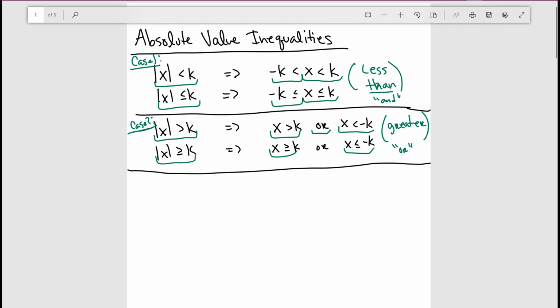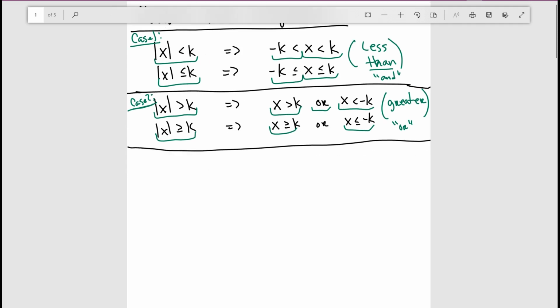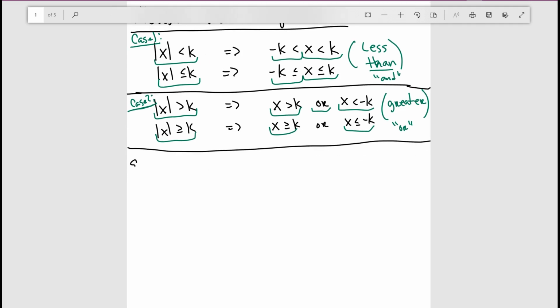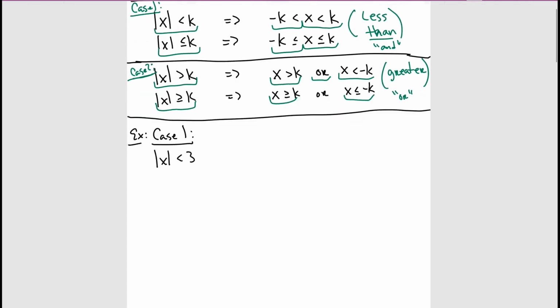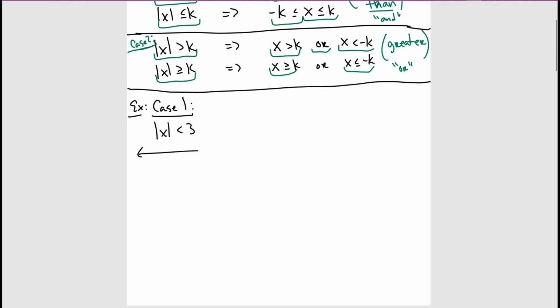Okay, so now the question that you're probably asking yourself is, why is it like this? So let's take an example for case one. Let's say we were looking for the absolute value of x is less than 3. Now, why is it that it's going to look like that? Well, let's start by graphing it. Well, here is 3, okay? 3 is not included, and we're looking for all the values of x, or absolute value of x, that are less than 3. So we're looking for the distance that's less than 3.